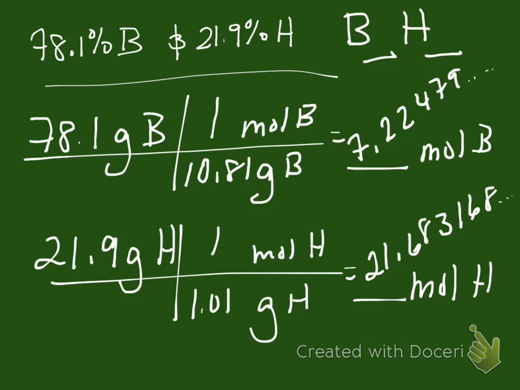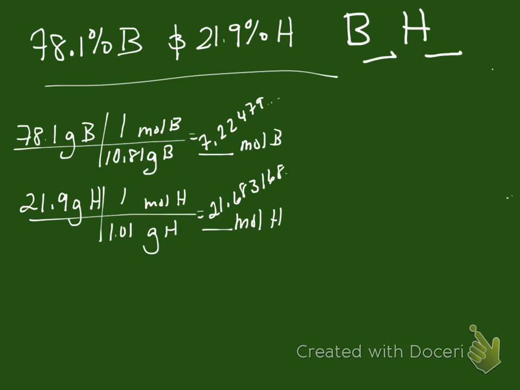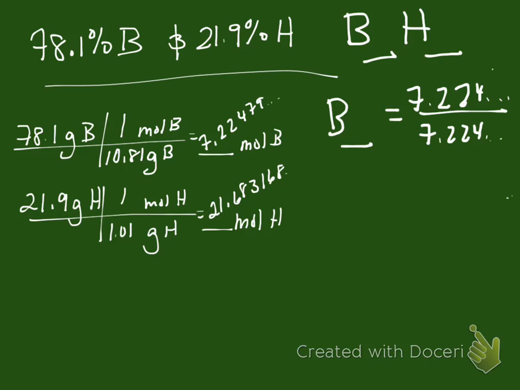Well, the easiest thing to do is to say, all right, whichever one of these there are fewer moles of, we'll call that 1. And we'll say, well, for every 1 mole of boron, how many moles of hydrogen are there? So the way that looks in practice, is we say, okay, well, the subscript on boron is going to equal. We divide everything, basically, by boron. So that's 1.